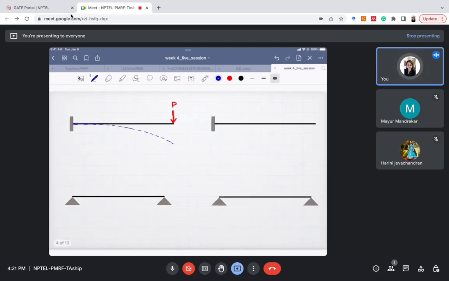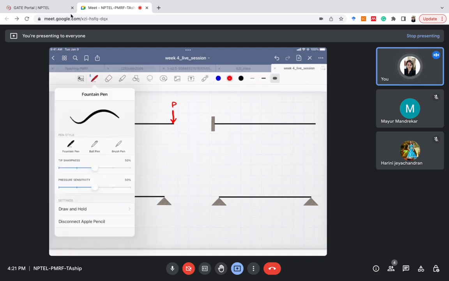Similarly, for this cantilever, we will provide reinforcement on the top part. I'll make an exaggerated version of this beam. If the beam is like this, the lower part is under compression, and the upper part is under tension. So we'll provide reinforcement on the top part. These kinds of questions you may be asked in interviews. So please keep in mind that these deflected shapes are helpful in that case also.